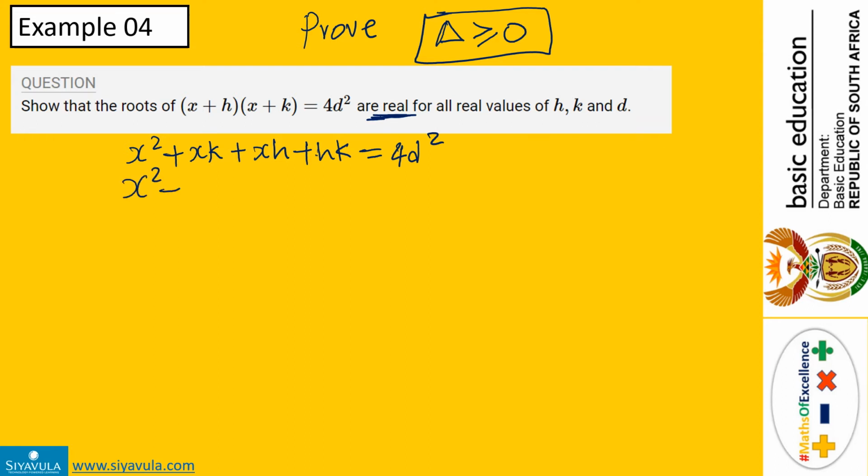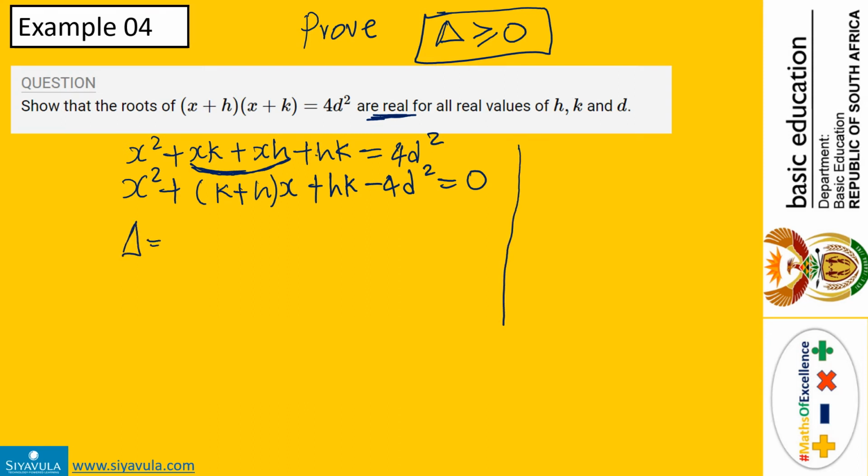So let's take that one to the other side. It will be x² plus, but we can see there's a common factor of x. If we remove x, we'll be left with (k + h) multiplied by x, because x is the common factor. Then this side is hk. If we take 4d² to the other side, it is minus 4d² being equated to 0. So now you have written your quadratic expression in the standard form of x² + bx + c. Now you can calculate your delta.